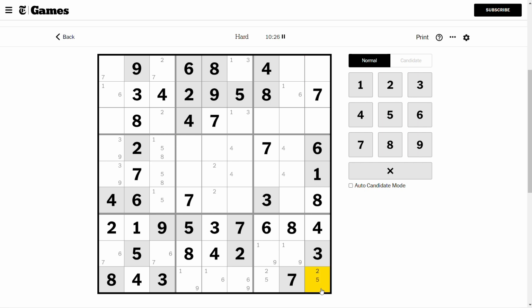Okay, in column 9, 2, 5, and 9 are the missing digits. This cell sees 9, and this cell also sees 9. So in column 9, the digit 9 is forced into this cell, which leaves 2 and 5 as the missing digits of column 9.